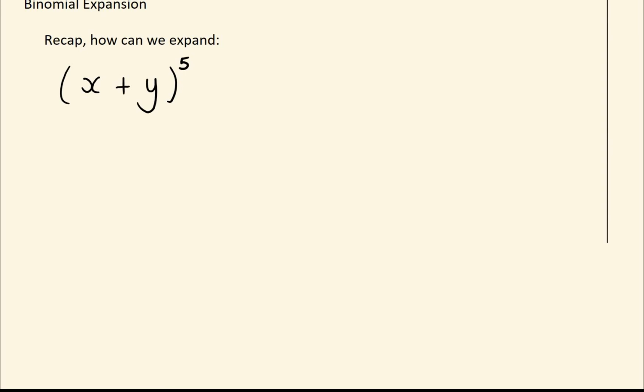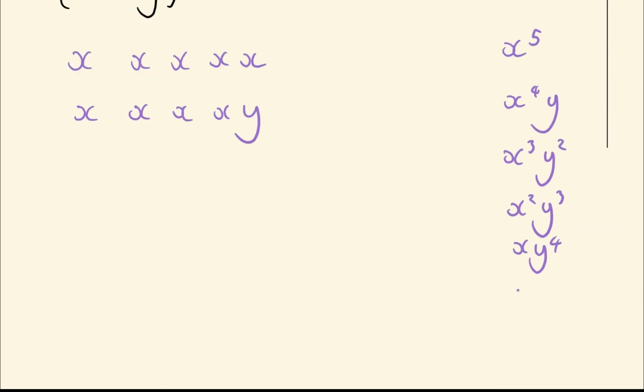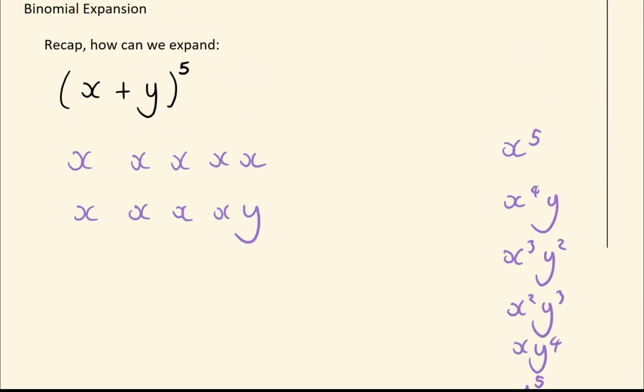So I said you've basically got some options. You could have 5 x's, which would be x to the 5. We could have 4 x's and a y. That would be x to the 4 y. And we could keep doing this. We'd then have x to the 3 y squared. We would then have x squared y cubed. We would then have x y to the 4. And lastly, y to the 5.